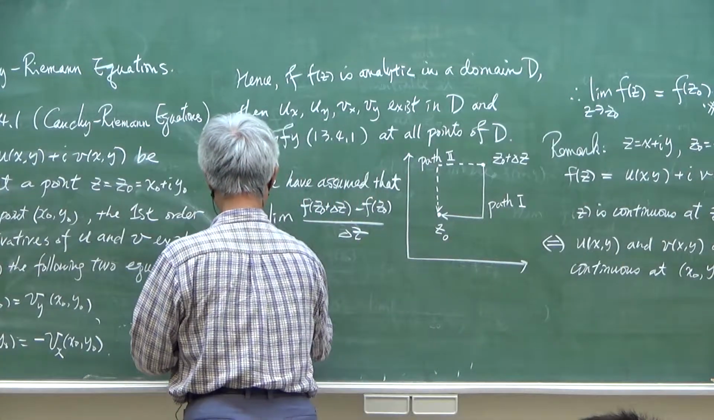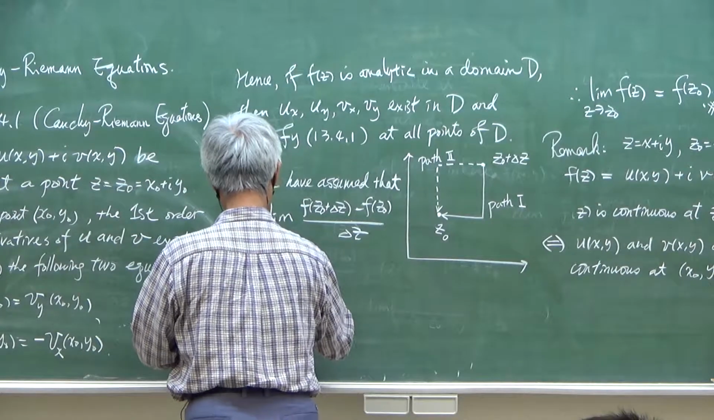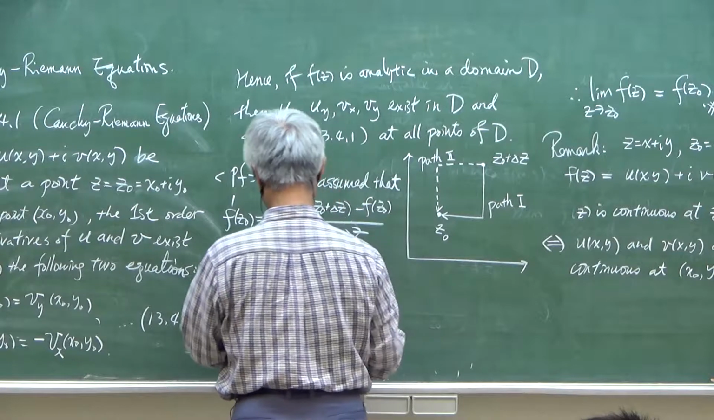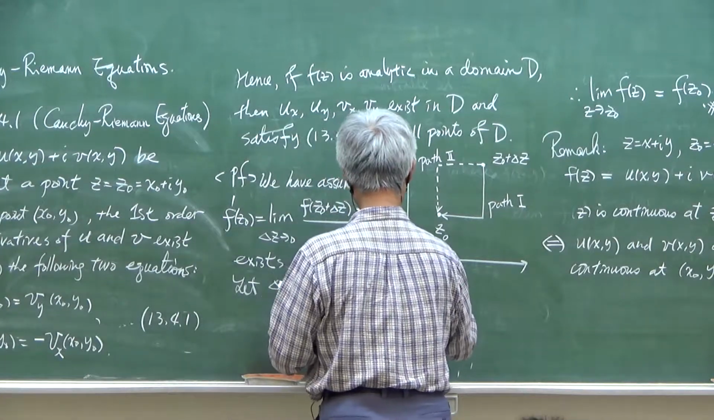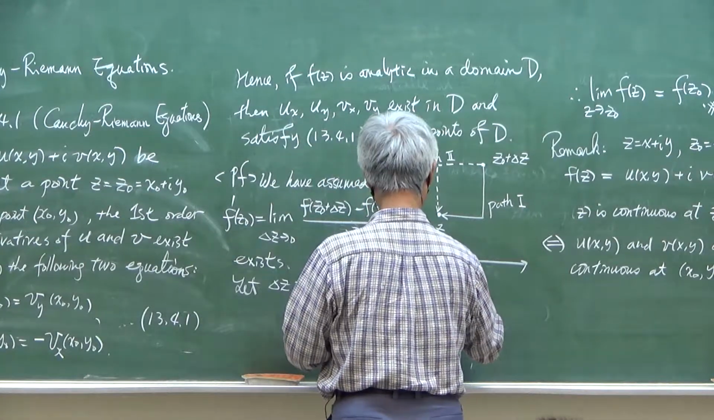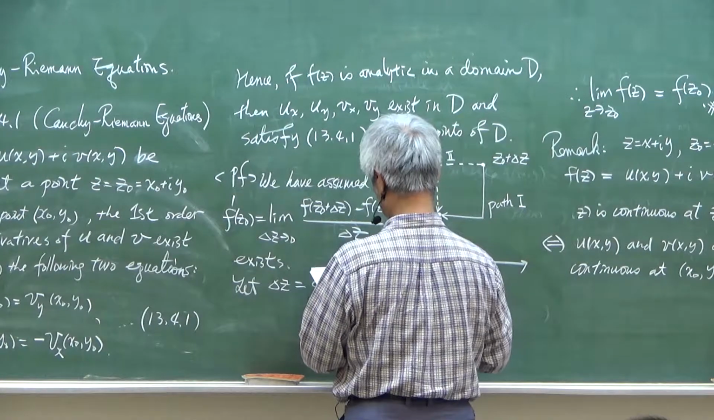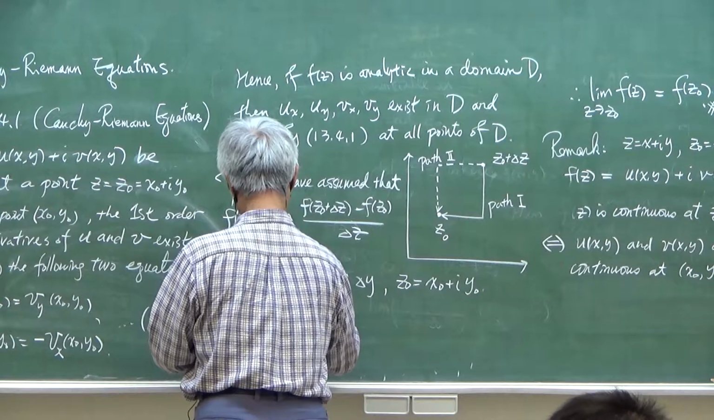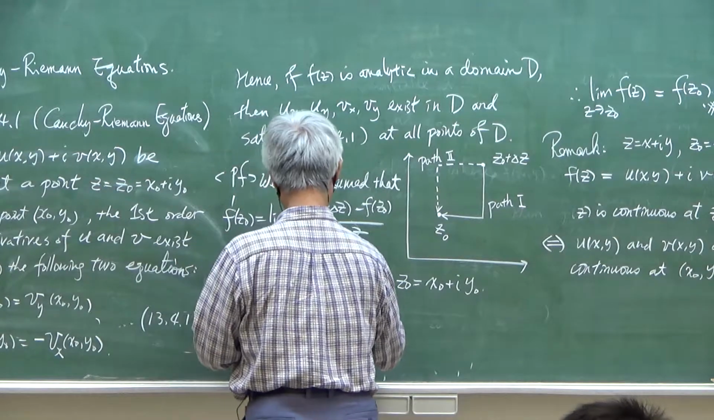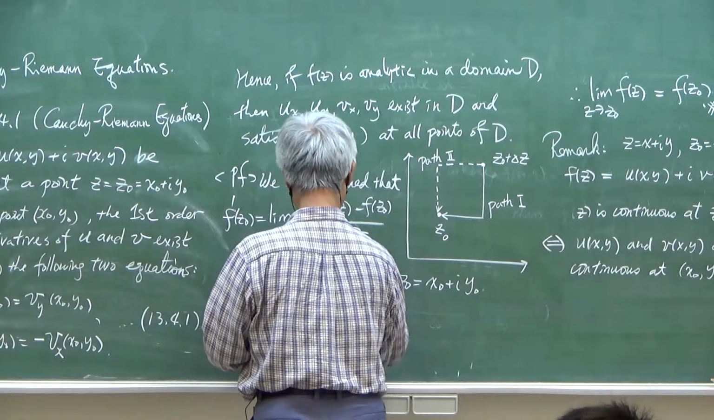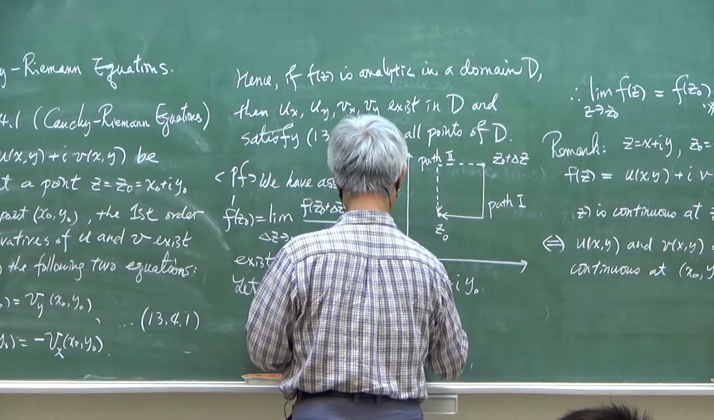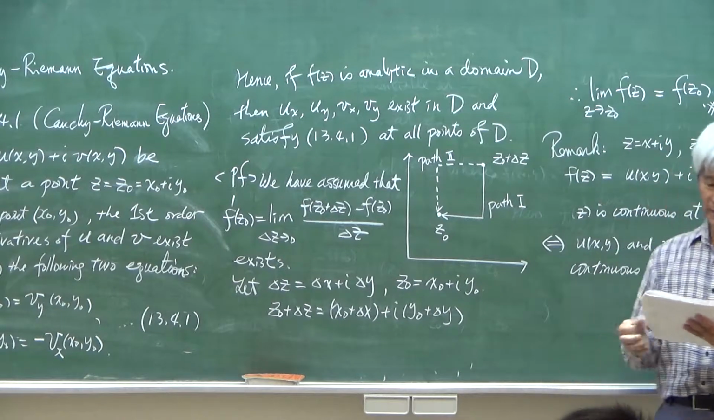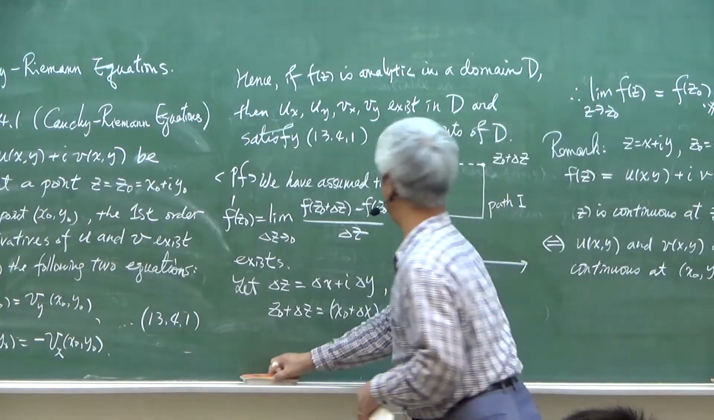Now, we let delta z be delta x plus i delta y, and z0 be x0 plus i y0. So z0 plus delta z is equal to x0 plus delta x plus i times y0 plus delta y. This is our preparation.